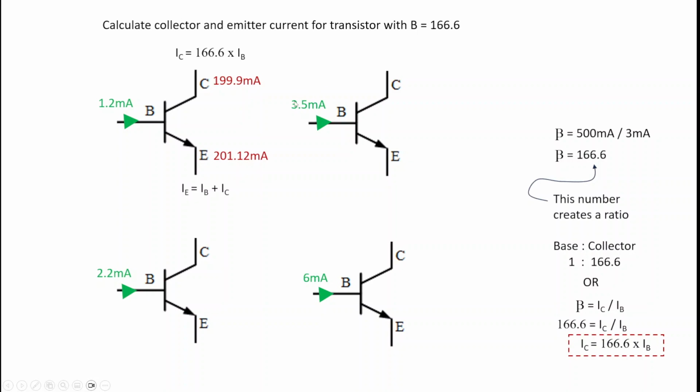If we look at the next one over at 3.5 milliamps, I'm expecting a pretty large increase in the collector and emitter currents. Taking 3.5 times 166.6 gives me 583.1 milliamps, and adding these two together, I get 586.6 milliamps. Looking at this one down here, 2.2 times 166.6 gives me 366.5 milliamps, and adding these two together, 368.7 milliamps. And finally, may as well do this one, 6 milliamps times 166.6 gives me a behemoth 999.6 milliamps. I add those two together and I get just over 1,000 milliamps.